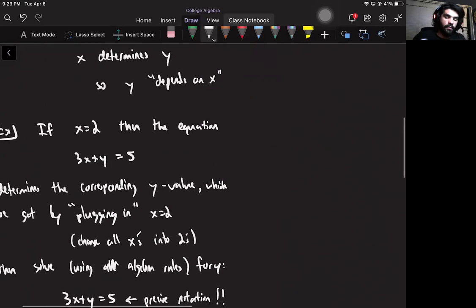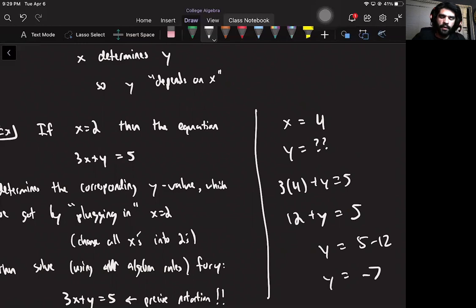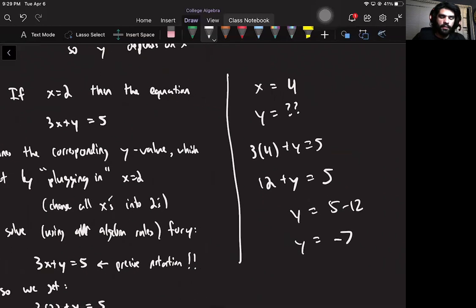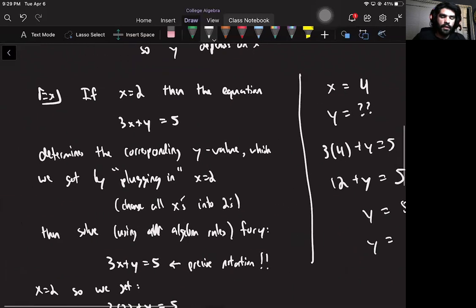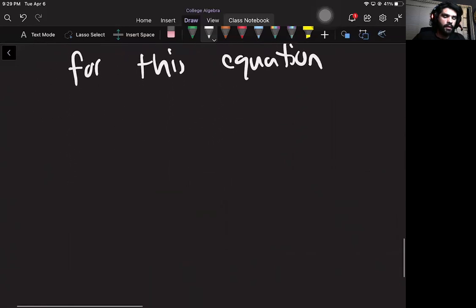You could follow the whole thing the same way. You could do x equals 4 and say, well, what y corresponds to that? You just do the same process. 3 times 4 plus y equals 5. This becomes 12 plus y equals 5. Subtract 12 to the other side, and you get y equals -7. So -7 is the corresponding y value for this x value for this equation. So which x's go to which y's really depend on the equation.